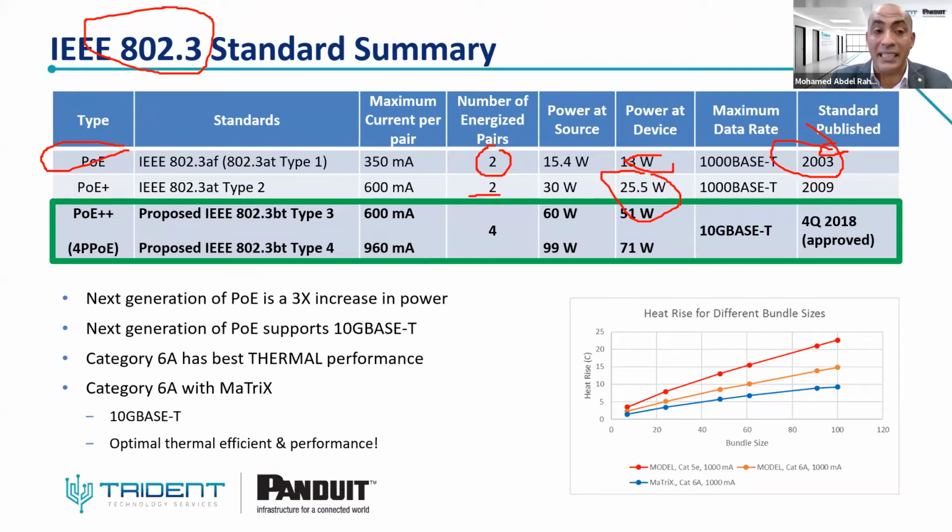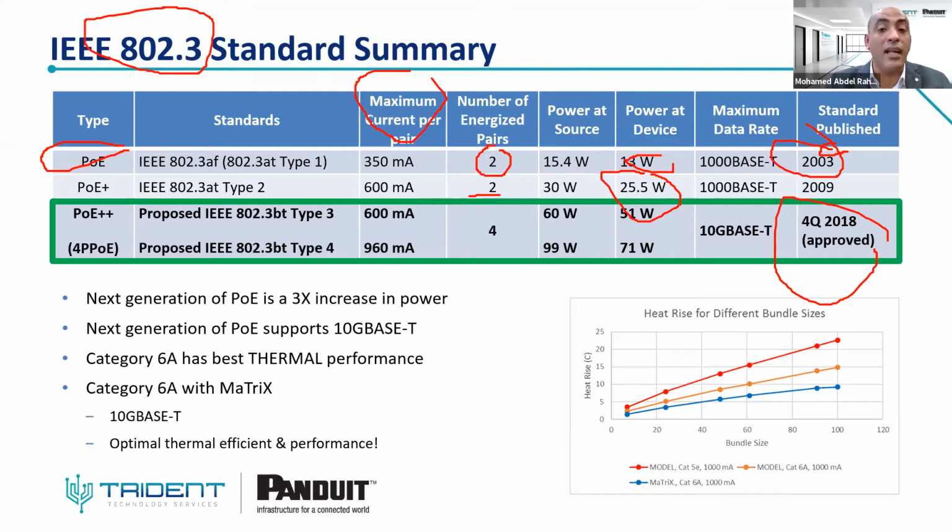But the current increased now to 0.6 ampere in each pair. So you have 0.6 ampere in the first pair and another 0.6 in the second pair, in different directions. The POE++ was approved in late 2018 and published early in 2019.